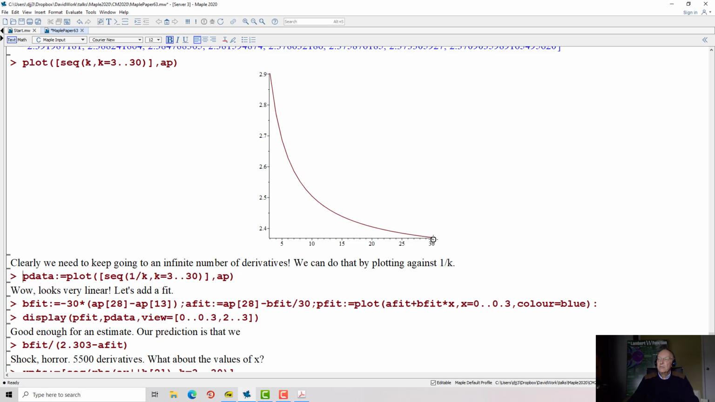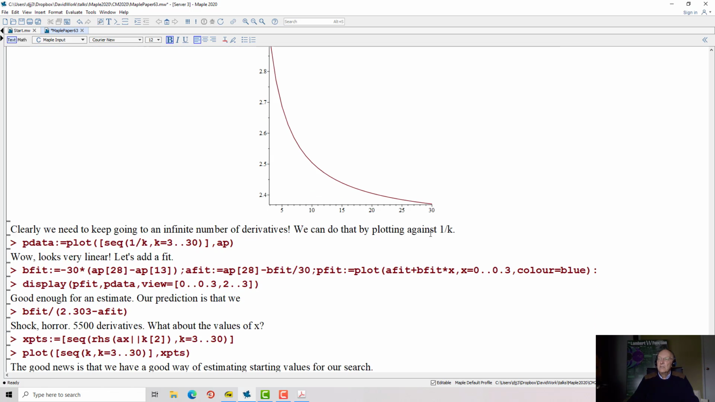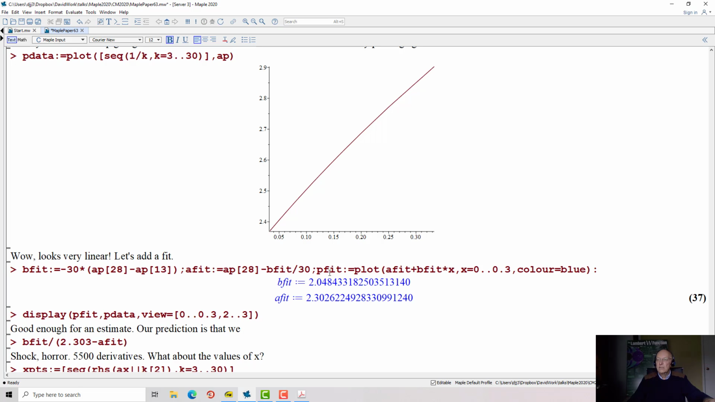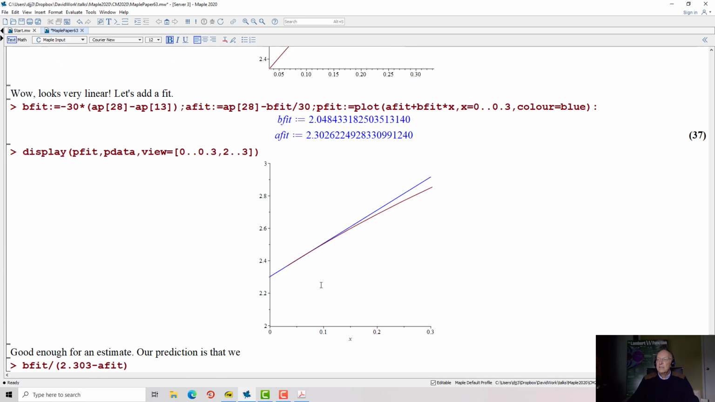I can't plot out to infinity, but what I can do is, instead of plotting against the number of derivatives, I'll plot against 1 over the number of derivatives. This straight line is crying out to be fitted with another straight line, an approximate straight line. So that's what I did. I just calculated a fit, and there it is. I'm now plotting from 0, whereas before I was plotting from 0.05. So we see the red curve is the curve we have just been calculating. The blue curve is my fit. You can see the red line stops here, and here I have plotted all the way to 0.